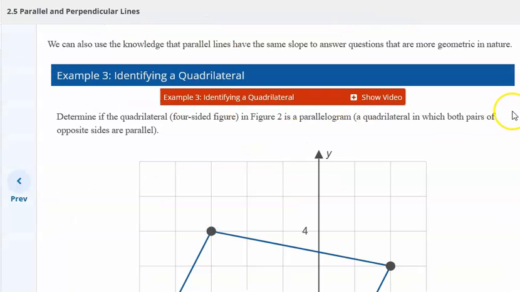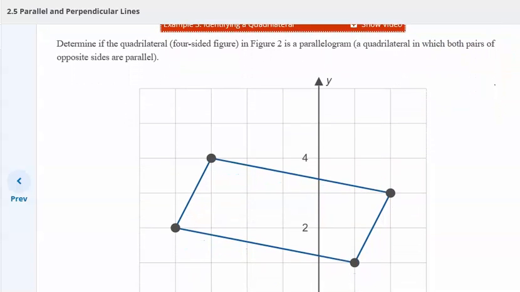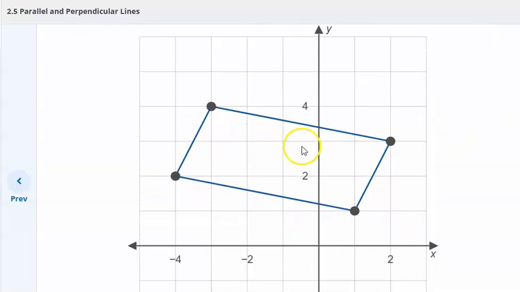All right, in example 3, now this gets to be a little bit of a challenge. They want us to look at this figure and determine if in fact this is a parallelogram. Now, what is a parallelogram? Well, by definition, this side and this side, the lines would be parallel. And then this side and this side, the lines would be parallel.